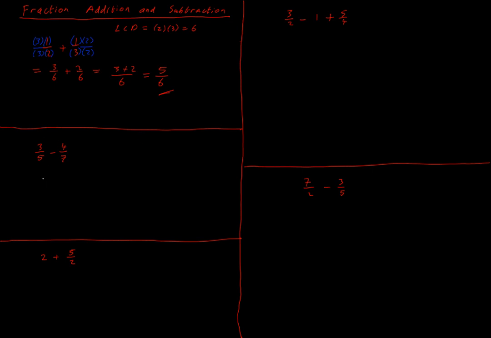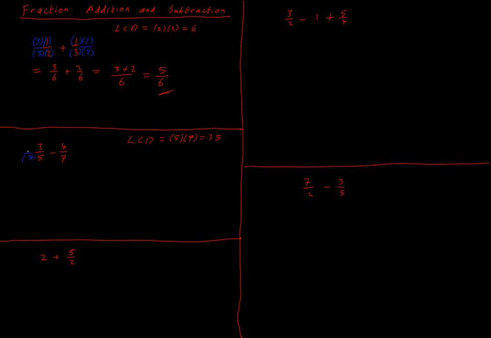Now if I'm subtracting fractions, I'm going to do exactly the same thing. The lowest common denominator is going to be, what's the lowest common multiple of 5 and 7? In this case again, it's just going to be 5 multiplied by 7, which is 35. So I want to get 35 underneath both of my fractions.